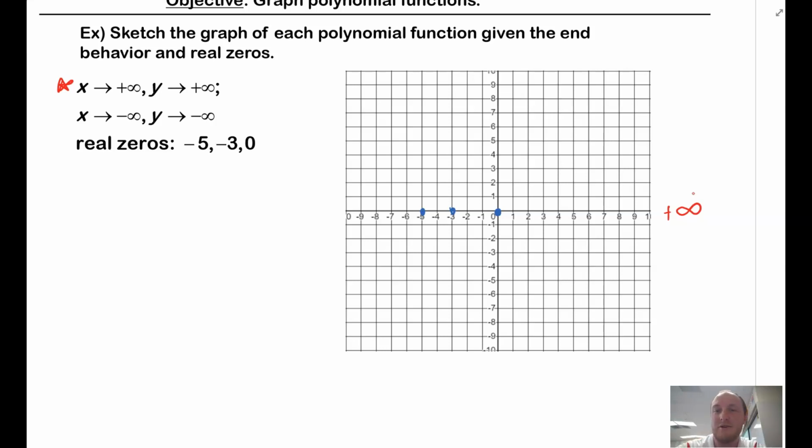Okay, and then the y values are going to positive infinity. That's up here. All right, so my graph's going to go up this way at that end. Okay, and then as x goes to negative infinity, y is going to negative infinity. So this direction, it's going down here. Okay, so something like that. And I'm going to go ahead and graph from left to right. So I start over here. I'm going to pass through this value, pass through this value, and pass through that value. And ta-da! There's the graph.